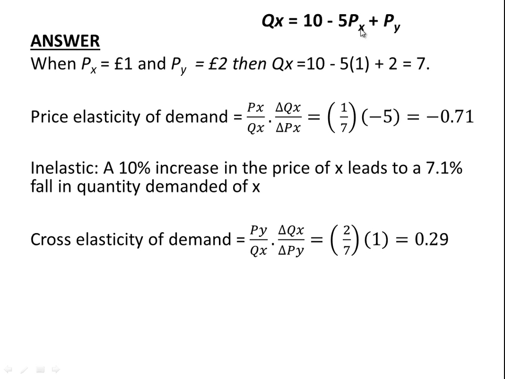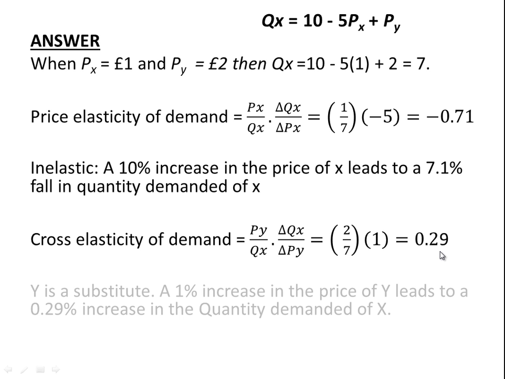We don't put a number in front like the 5 we had before, but the slope is +1, times whatever Py is, which in this case is 2. So we've got 2, which is the Py, we've got the value of Qx we found, and the slope of the relationship, the change in Qx over the change in Py. So that's 2/7 times 1, which is 0.29.